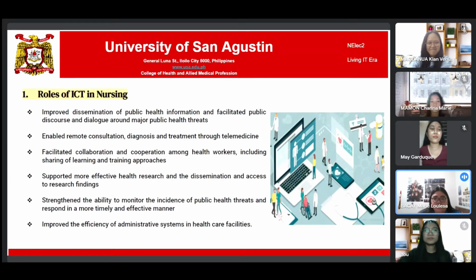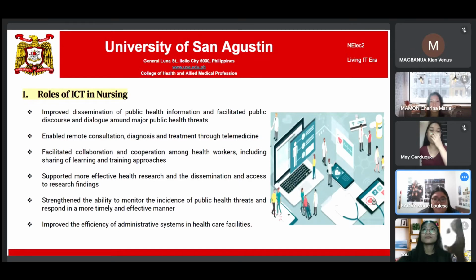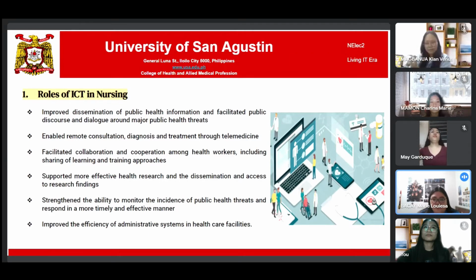First is the roles of ICT in nursing. First is improved dissemination of public health information and facilitated public discourse and dialogue around major public health threats. Next is enabled remote consultation, diagnosis, and treatment through telemedicine. Third, facilitated collaboration and cooperation among health workers, including sharing of learning and training approaches.